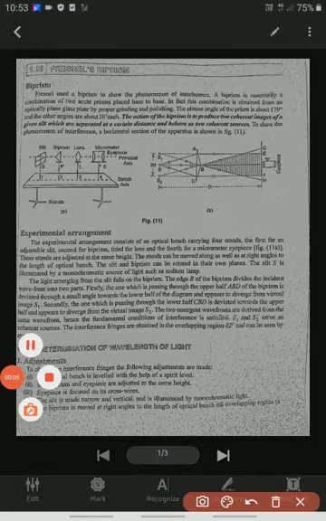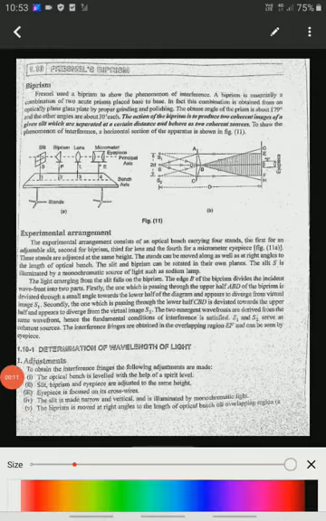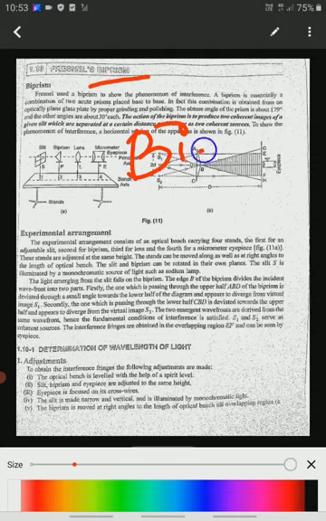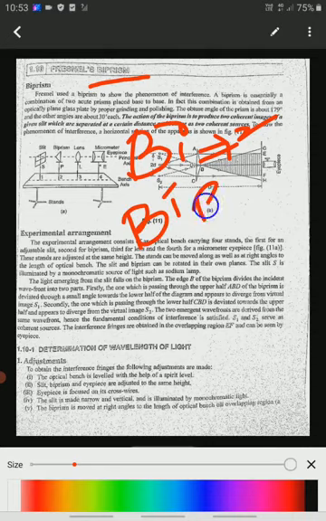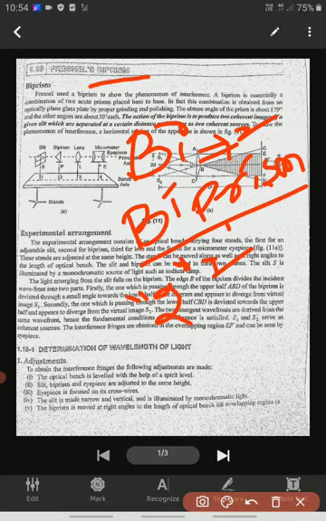Okay, so it's a very important question: Fresnel's biprism. What does biprism mean? Here we should also know the purpose of the biprism. Before that, what is the meaning of biprism? Bi is nothing but two. We use two prisms to prepare a biprism, I mean a biprism contains two prisms. So this is the meaning of biprism.